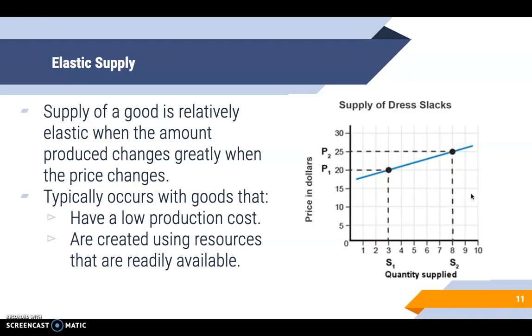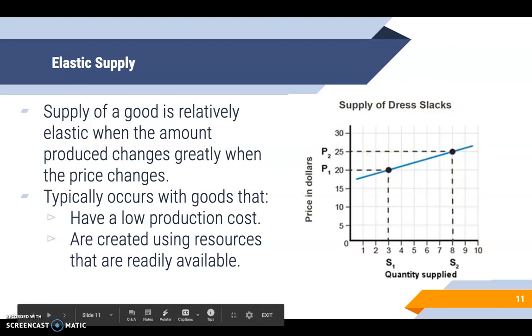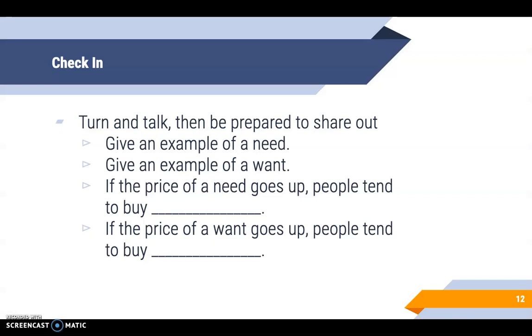Okay, so when the price is going up, when they're selling for a lot, the company can pick up production and produce even more of this particular item. And you can tell it on a graph because the slope is less steep on a graph for elastic supply. Okay, so I said turn and talk. You can if you want, or just answer these for yourself.